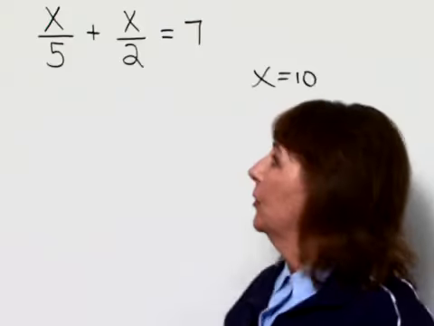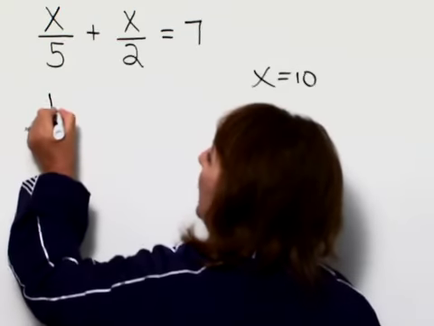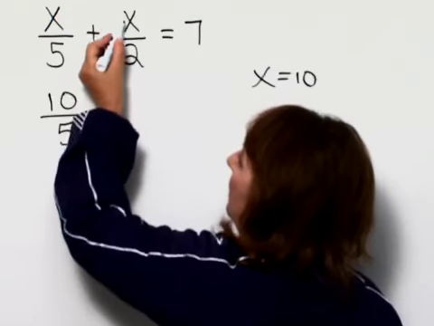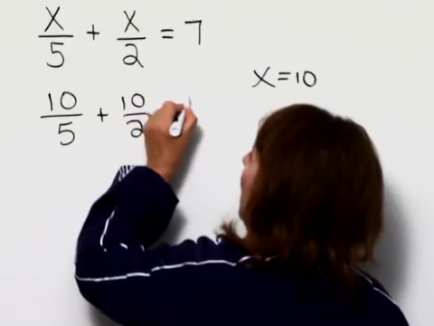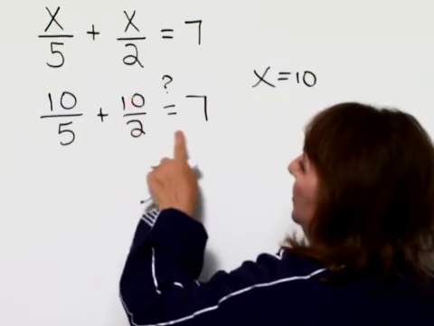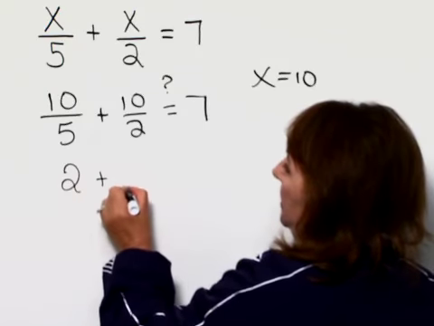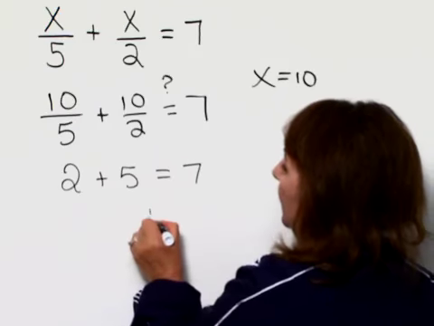To check the answer, we take the variable and replace it with the answer. So we're going to take the 10 and replace x by 10 here. Then we're going to replace that x by 10. And we're going to check to see if 10 over 5 plus 10 over 2 equals 7. 10 over 5 equals 2. 10 over 2 equals 5. And 2 plus 5 does equal 7.